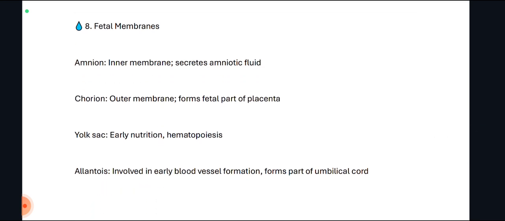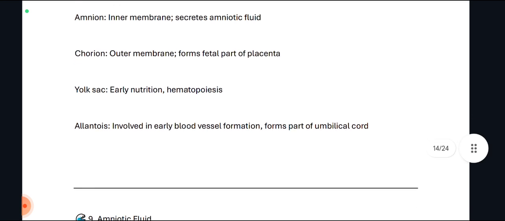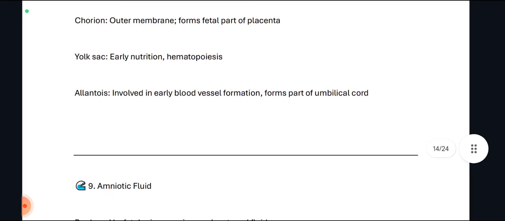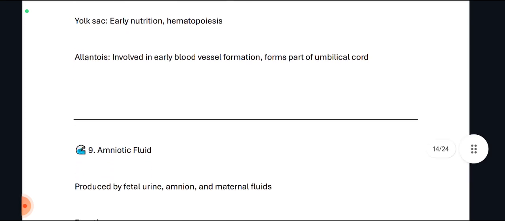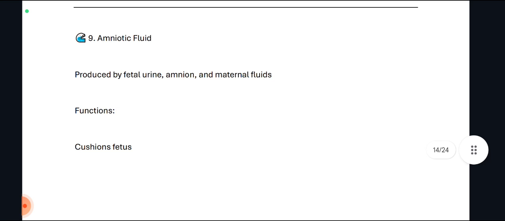Now finally concluding with fetal membranes, there are 4 membranes. Amnion is the inner membrane and secretes amniotic fluid. Chorion is the outer membrane and forms the fetal part of placenta. Yolk sac is the agent for early nutrition and is also the first site where hematopoiesis starts in the fetus. And allantois is involved in early blood vessel formation. Later it forms a part of the umbilical cord.